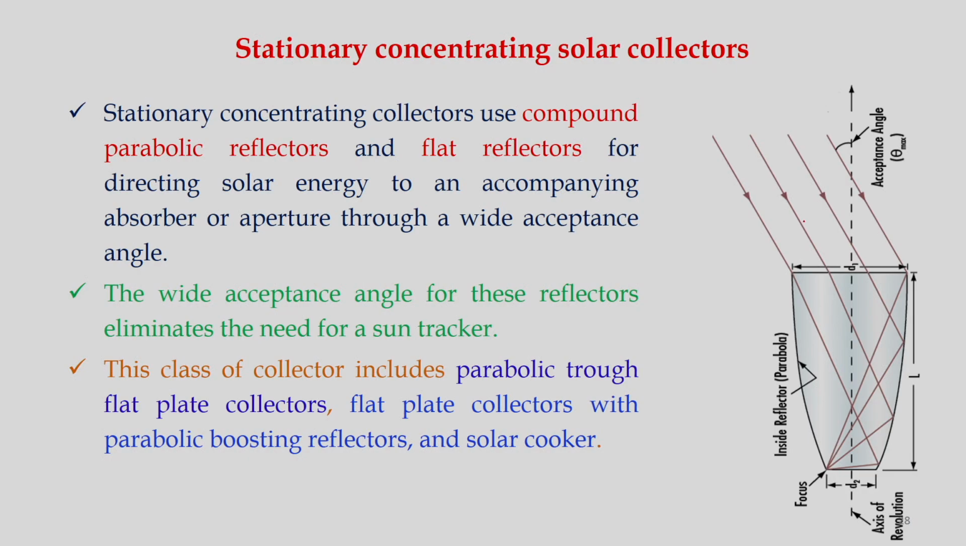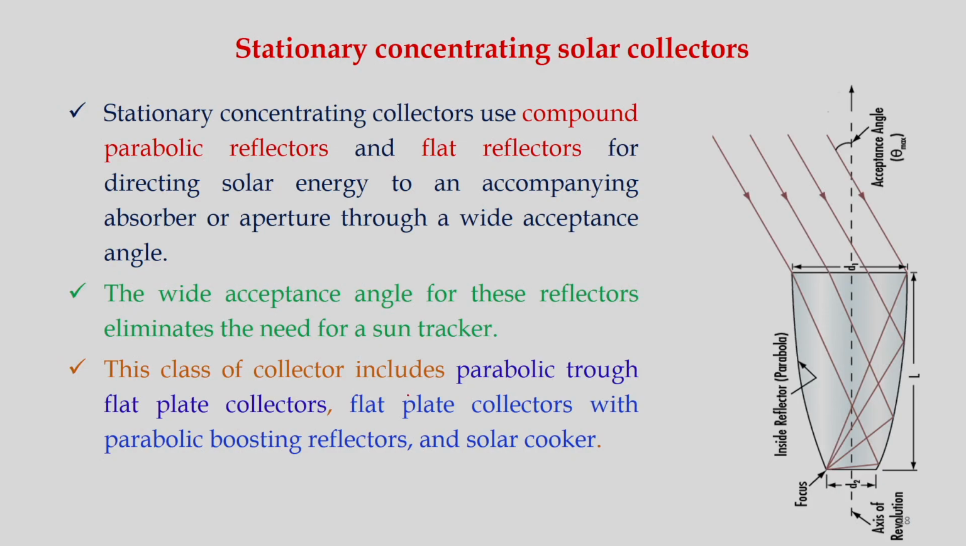As you can see, solar radiation falls here, okay, and this is like a compound structure. So, it is a wide acceptance angle, okay, and once radiation is introduced, that cannot go out, and that is utilized for energy generation. The wide acceptance angle for these reflectors eliminates the need for a sun tracker. Okay. So, sun tracking is not required.